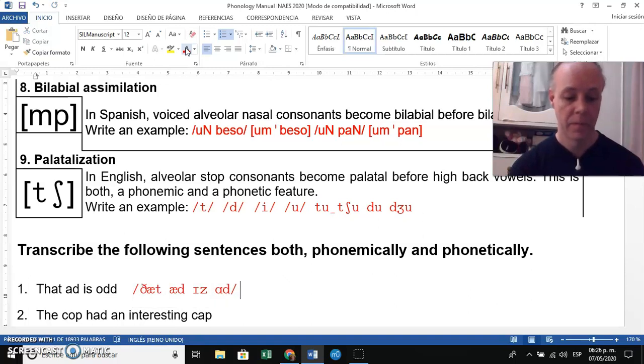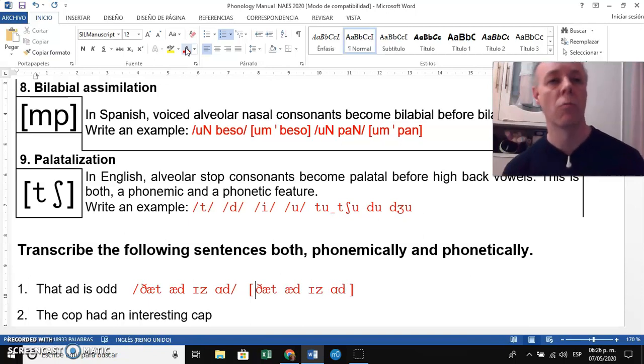Now we're going to do the phonetic transcriptions. How would a native speaker pronounce that? That add is odd. Probably they will say, that add is odd. That add is odd. Okay.